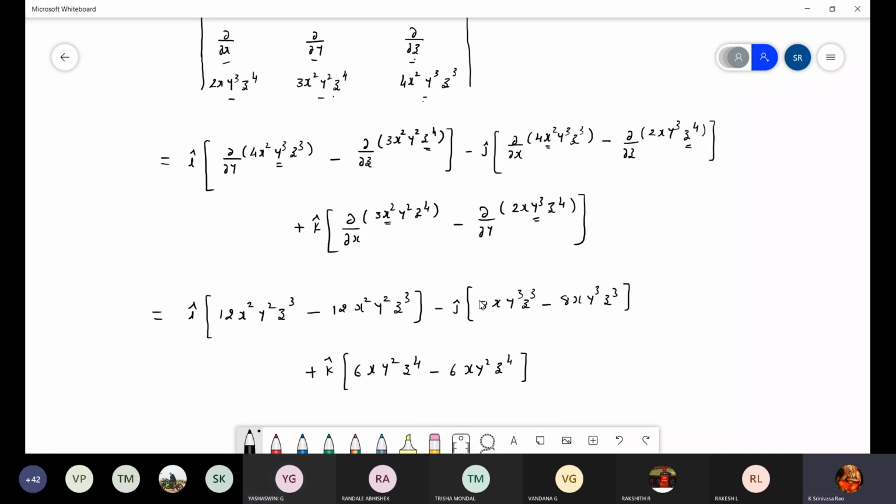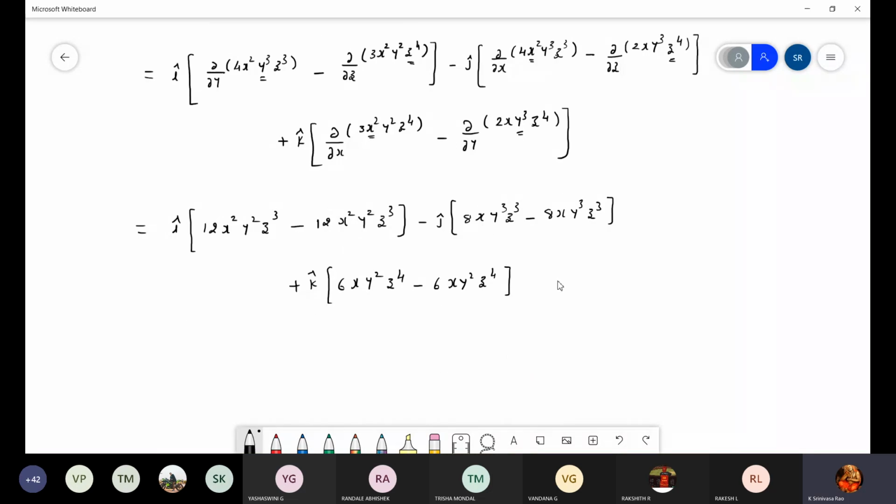Yes, sir. So finally what you will get? 0. Yes, 0. All the terms get cancelled. You will get 0 i cap, 0 j cap and 0 k cap, or simply curl f equals 0. This is the answer. Okay. 0 is nothing but a vector only. 0 i cap plus 0 j cap plus 0 k cap you can write. Either plus or minus, whatever. Because it is 0 we will write it. It is also a vector only.